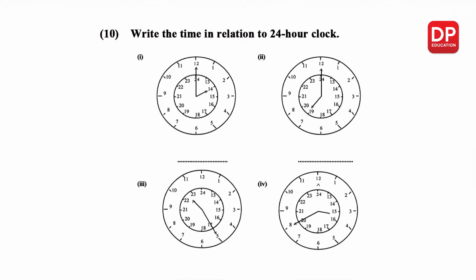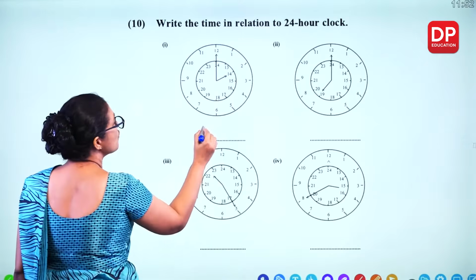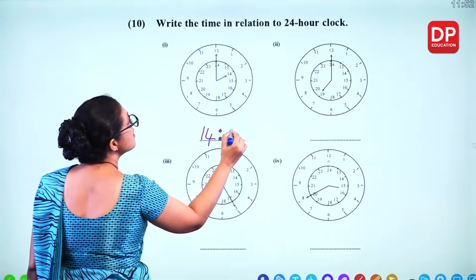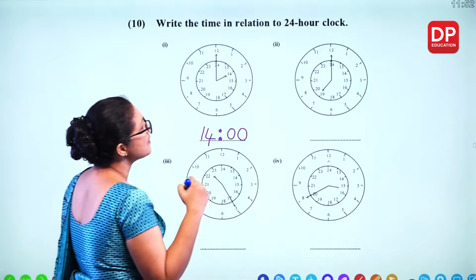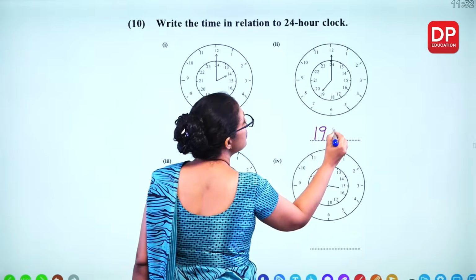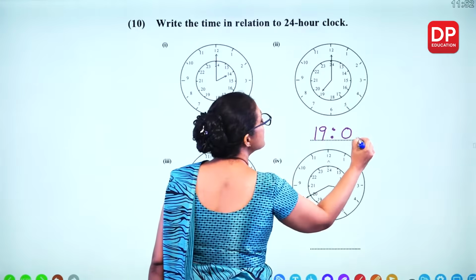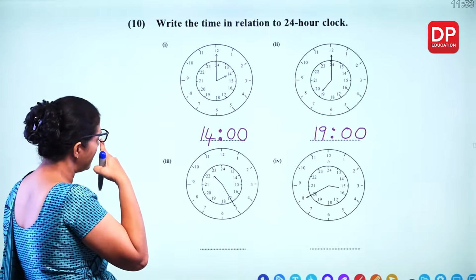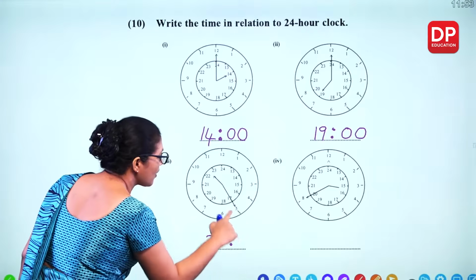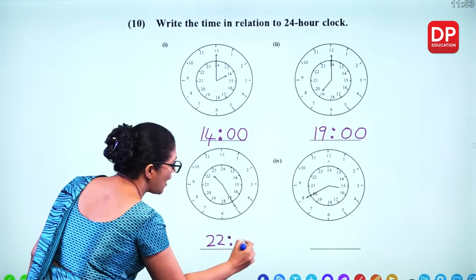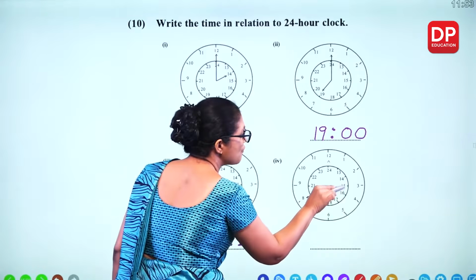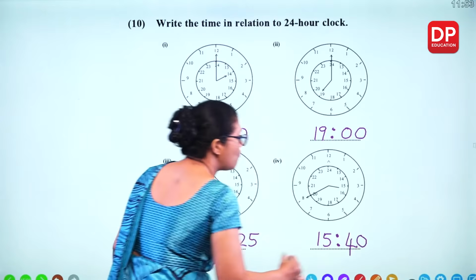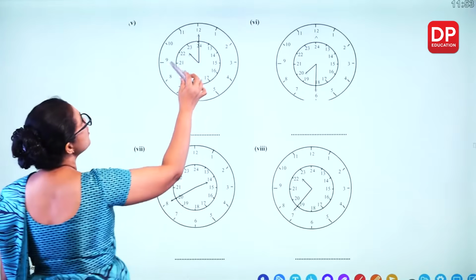Write the time in relation to the 24-hour clock. This means 14. So 14 hours. And here the minute hand is at 12, meaning 0 minutes. This one pointed to 19. 19 and here 0 minutes. This one pointed to 22 and 23 in between. So that's 22. And here pointed to 5. That means 5 times 5, 25. Here this is past 15. So 15 and then the minute hand is at 8, meaning 8 times 5, 40. 15:40.